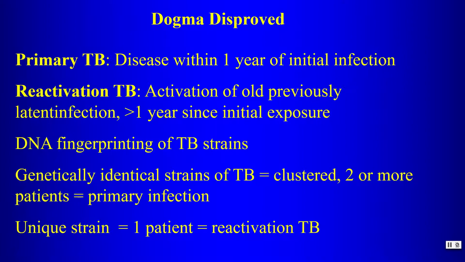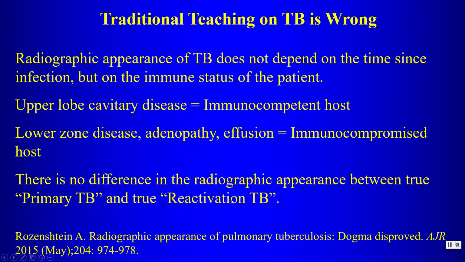If there are genetically identical strains of TB affecting more than one patient, then we have a cluster, and so then we can assume that that is primary infection. However, if it is a unique strain of tuberculosis affecting only one patient, then that is most likely reactivation tuberculosis. So it turns out that the radiographic appearance of tuberculosis does not depend on the time since infection, but on the immune status of the patient.